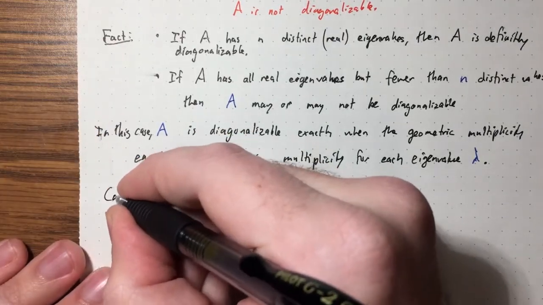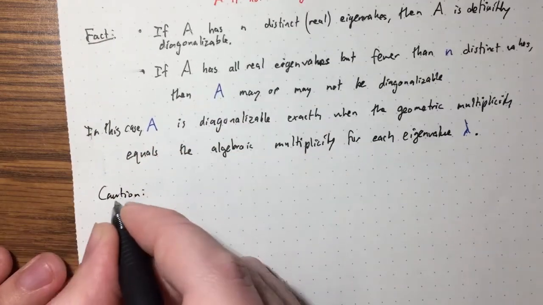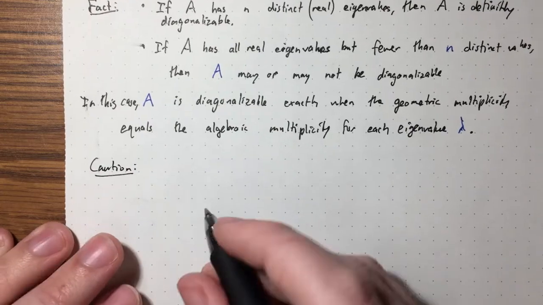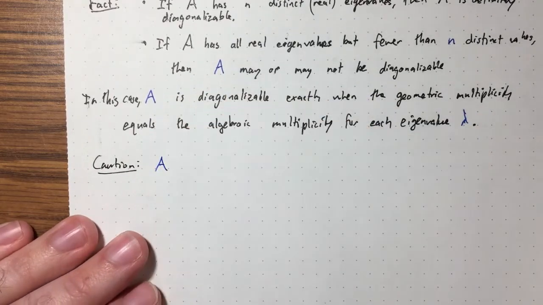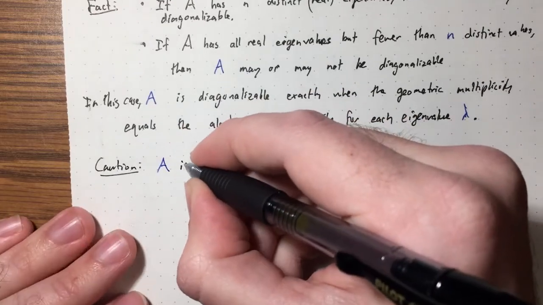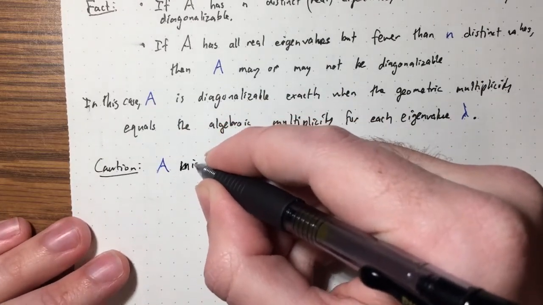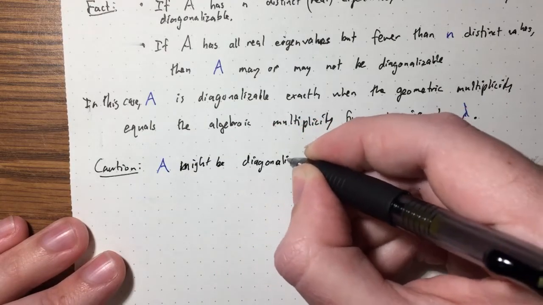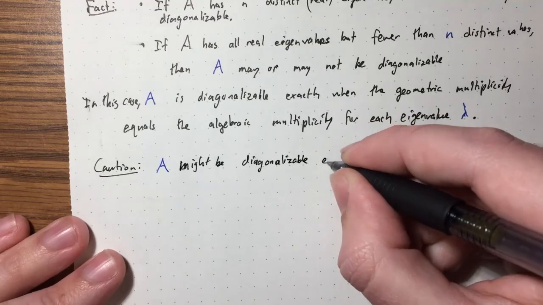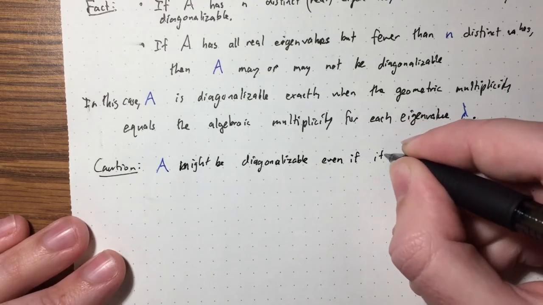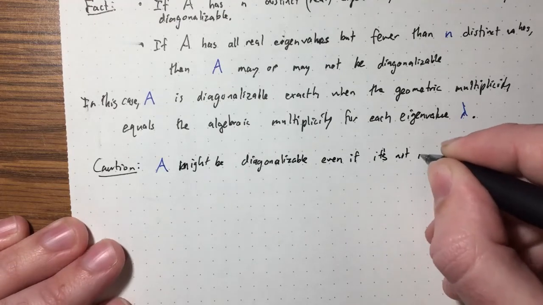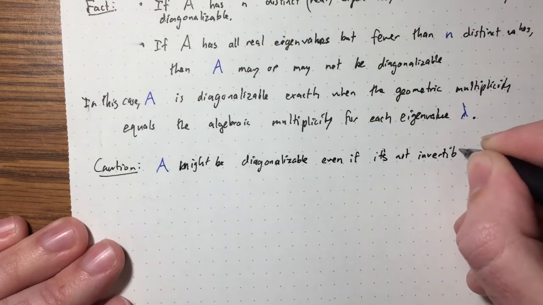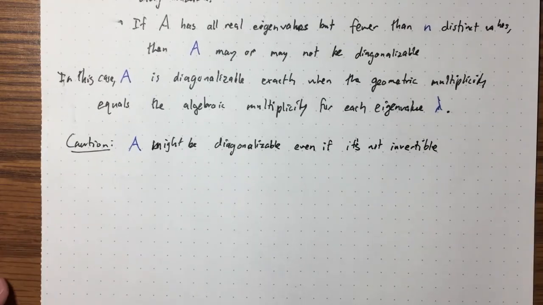Here's a caution. I don't want you to think that A has to be invertible in order to diagonalize it. This is a misconception I had for a while too. A might be diagonalizable even if it's not invertible. So I'm not going to be able to add something to the unifying theorem in this lecture, because a non-invertible matrix might be diagonalizable, and an invertible matrix might be diagonalizable.